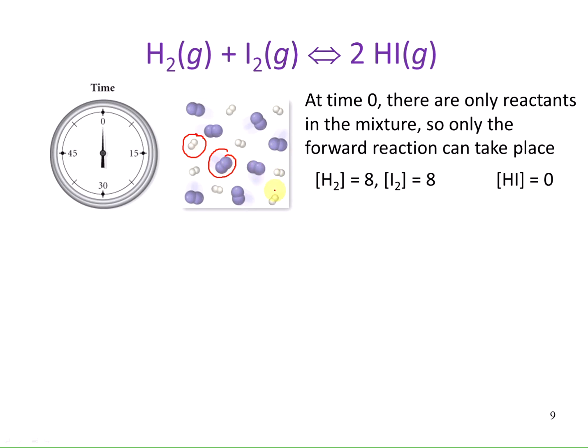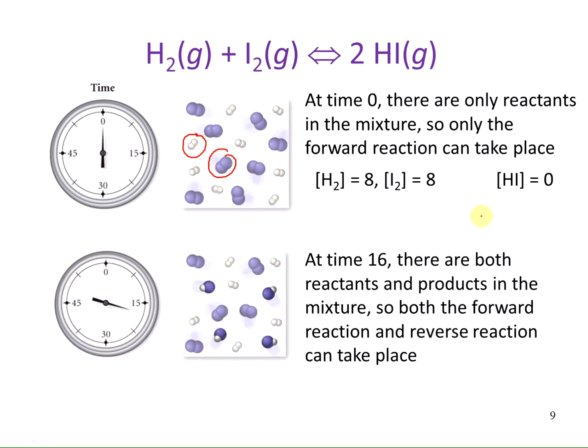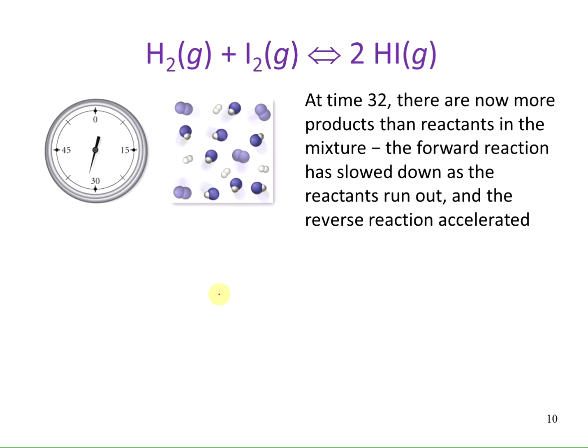And if we were to count the concentration, we have 1, 2, 3, 4, 5, 6, 7, 8 I2s, 8 H2s, and no HI. At time 16, there are both reactants and products in the mixture, so both a forward reaction and reverse reaction can take place. And if we were to count this up, notice that we've now produced 1, 2, 3, 4 of the HI.